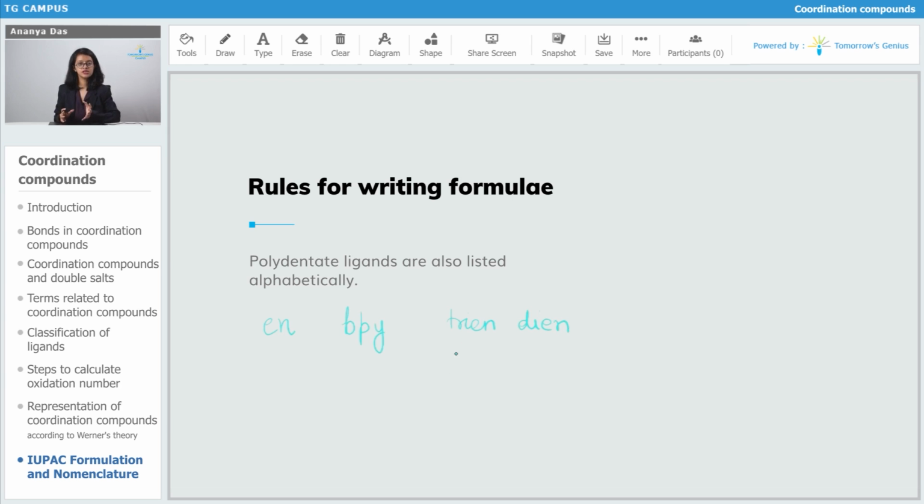That is, if they are present together in a complex, which is actually not possible because they would exceed the coordination number, but hypothetically if they are present together in a complex, then BPY will be written first because it starts with B, that is bipyridine. After that we will write di-EN because it is diethylene triamine. Then we will write EN, and then at last we will write tri-EN. So the alphabetical order has to be followed for polydentate ligands also.